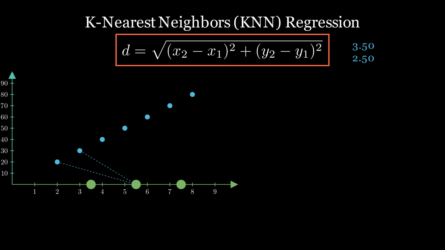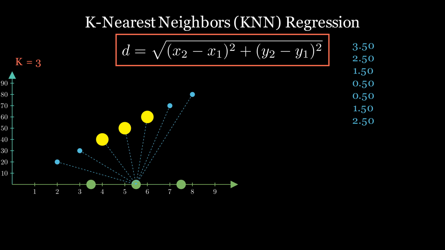Let's predict the target value for the test point at x equals 5.5. We start by calculating the Euclidean distance between this point and all training points. Next, we select the k nearest neighbors. Here, k is 3, so we choose the 3 closest points. The predicted target value is the average of the target values of the nearest neighbors. For this test point, the predicted value is 50.00.